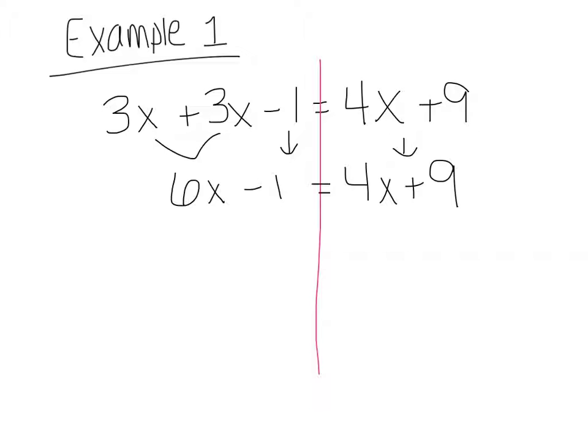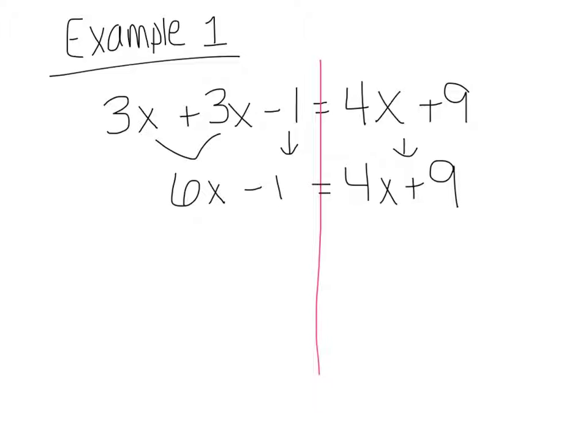Now I'm looking, and I'm just starting here by picturing an equation mat, and I would see that I would have 6x tiles on the left and a red unit tile, and I would have 4x tiles on the right and 9 unit tiles. Well, I've got to get my x's positive and all on one side in order to solve my equation.